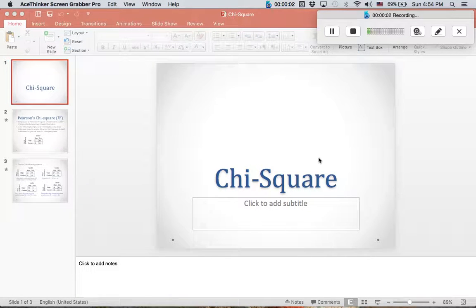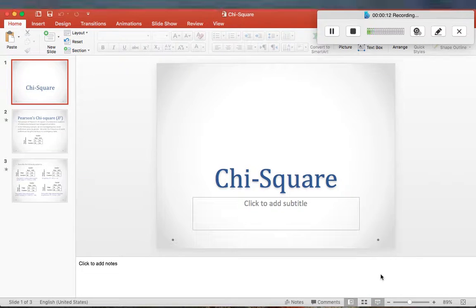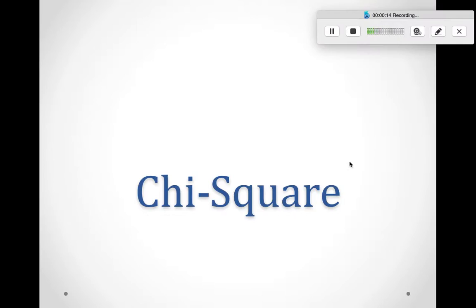Hello, class. So for this, we're going to be talking about our chi-square test here, Pearson's chi-square. Last week we worked on correlations, which is looking at two different continuous or quantitative variables in SPSS, and now we're going to talk about what happens if you have two categorical or qualitative variables in SPSS.